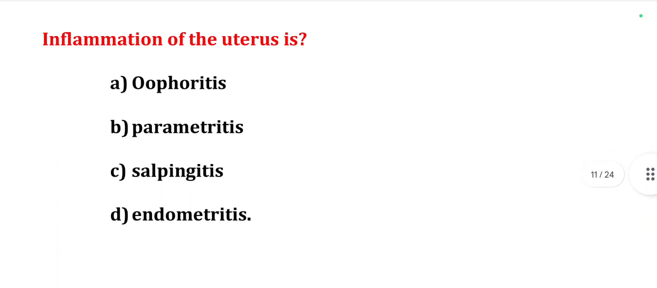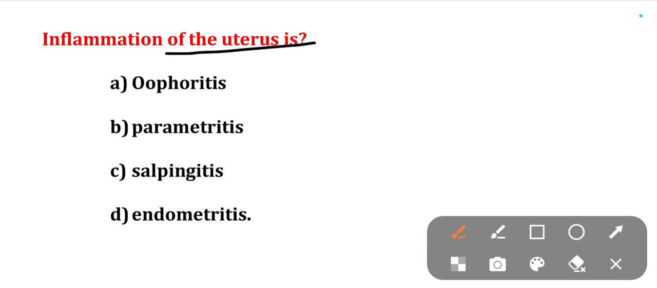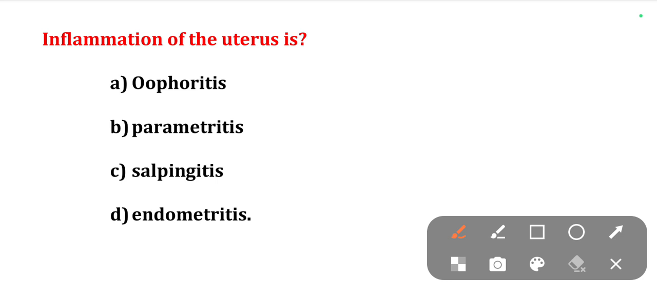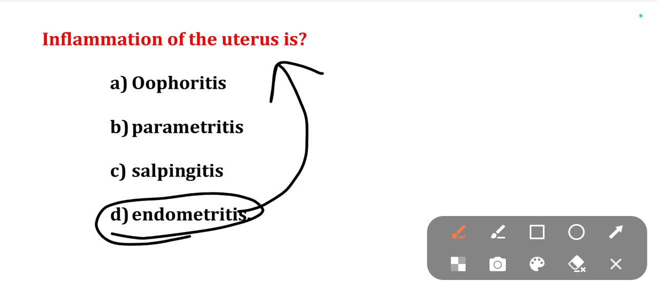The next one is inflammation of uterus is called. Options: oophoritis, parametritis, salpingitis, endometritis. The right one is endometritis. So endometritis is nothing but infection to the uterus muscle.